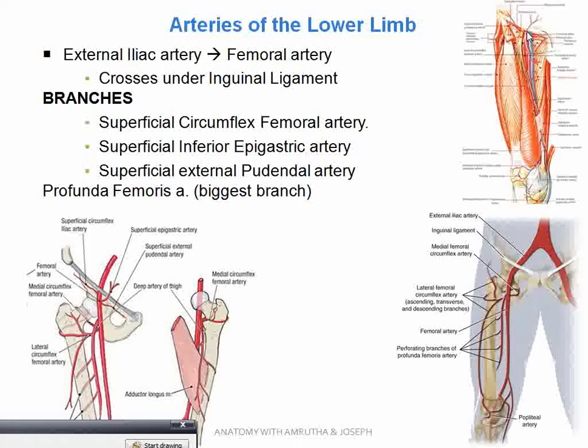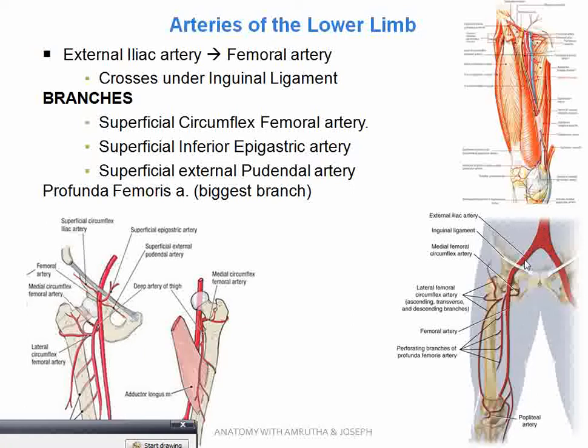Femoral artery can be seen in the femoral triangle. Femoral triangle is a triangle which is formed by some muscles, having the apex inferiorly and base superiorly. Along with femoral artery, on the medial aspect, femoral vein also can be seen.